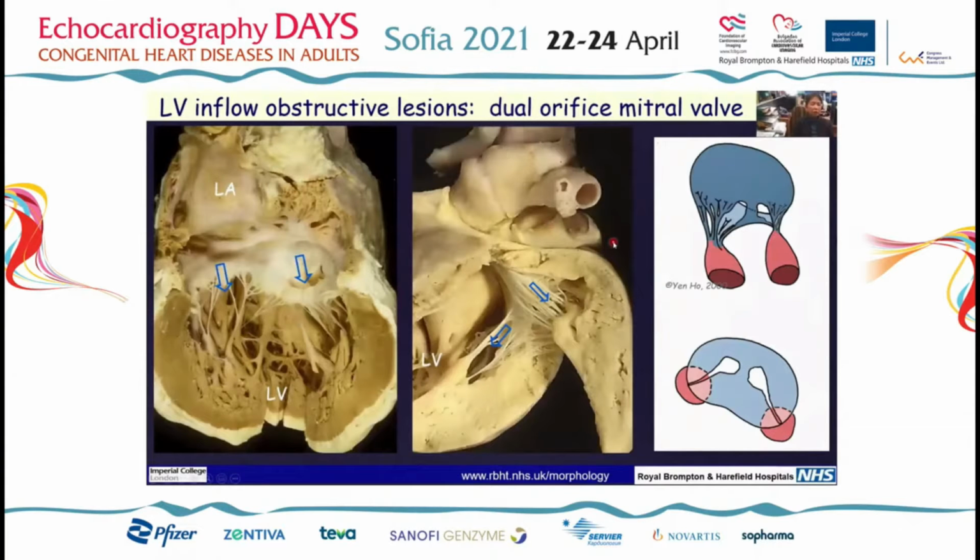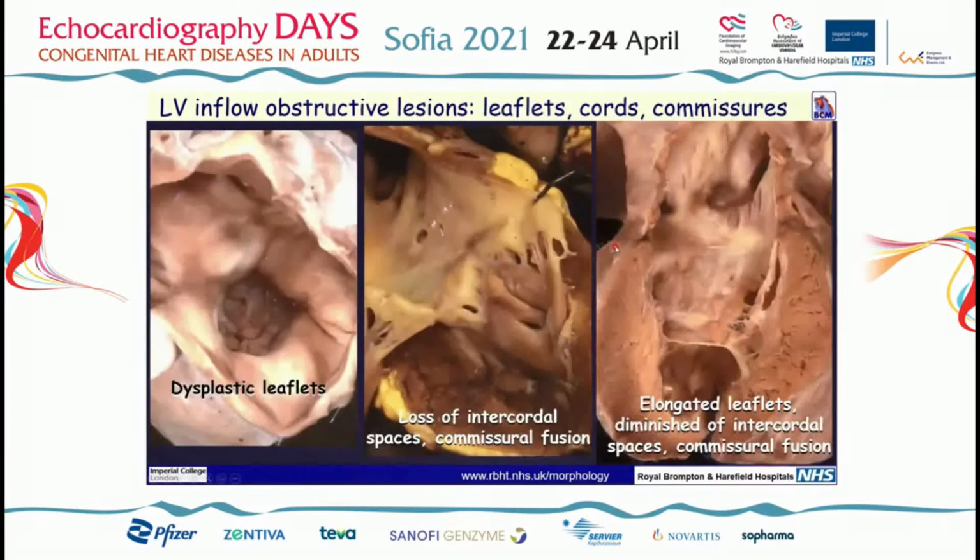Now moving to the valves themselves, the mitral valve can have two orifices, as in this example, one here and the other one here, because I've cut through this orifice to open the ventricular wall. And we see here two orifices in the mitral valve. The mitral valve may have leaflet dysplasia, as we see here, causing stenosis. In this example, there's loss of interchordal spaces and even commissural fusion, restricting very much the inflow into the left ventricle. In the third panel, we see an elongated leaflet, more or less a veil-like configuration with diminished interchordal spaces plus commissural fusion.